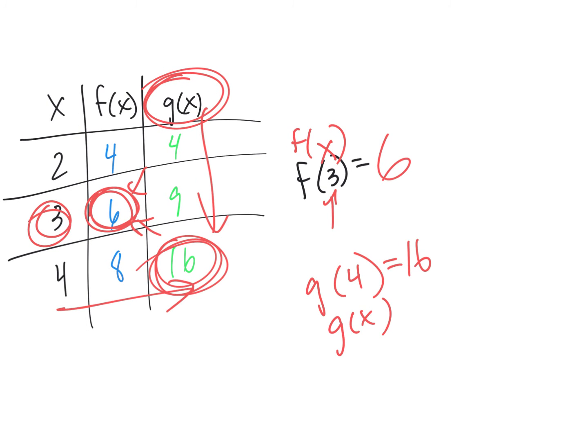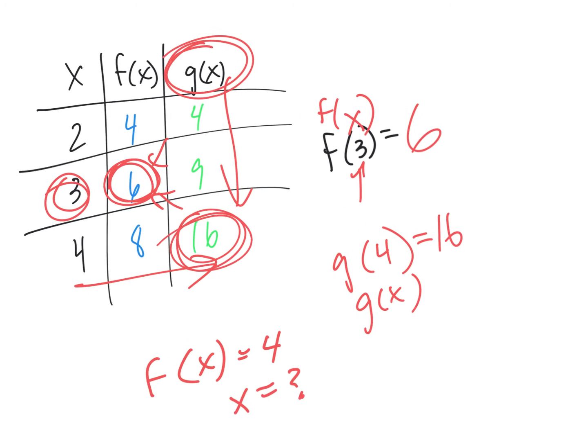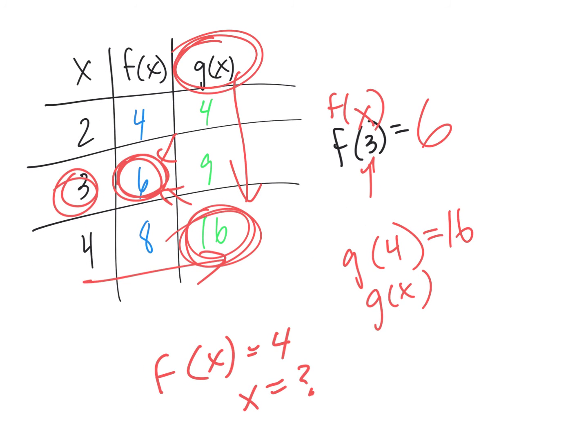What if I said f of x is 4, what's x? Whoa, that's different. It's like a little logic puzzle. You can do it. If f of x is 4, what was x? All right. Here's f of x was 4, so what was the x? You go back this way, the x was 2.